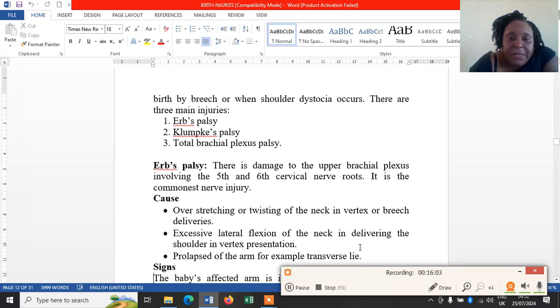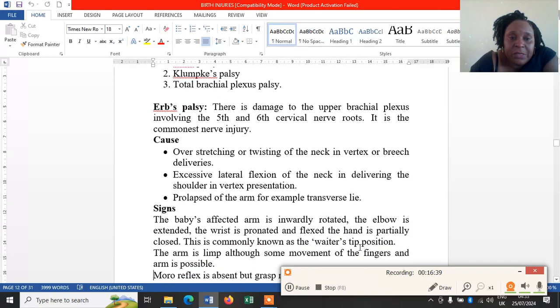In Erb's palsy, there is damage to the upper brachial plexus involving the 5th and 6th cervical nerve roots. It is the commonest nerve injury, and its cause is overstretching or twisting of the neck in vertex or in breech deliveries, excessive lateral flexion of the neck in delivering the shoulder in vertex, and a prolapse of the arm, for example in transverse lie. These are some of the causes of Erb's palsy.